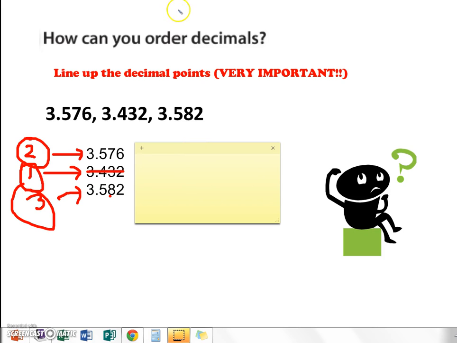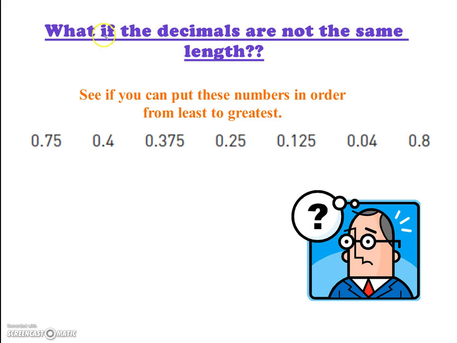So next we have this one. This is a tough one. Now we have a bunch of decimals that are different lengths. This confuses kids a lot. They see that this has 1 digit and this has 3 digits, so this must be less. Well, actually, this is less because this has a 1 in the tenths place. This is a 4 in the tenths place. So there's the easy way to put these in order. Line them up by their decimal points.